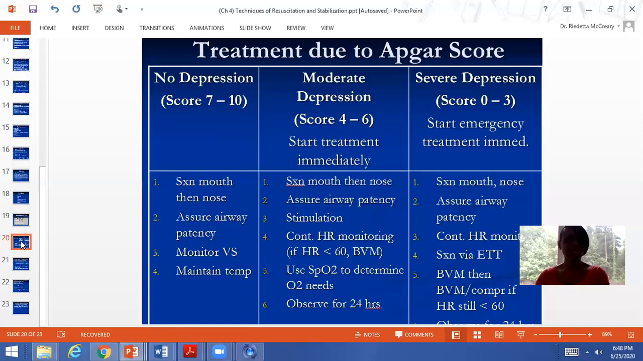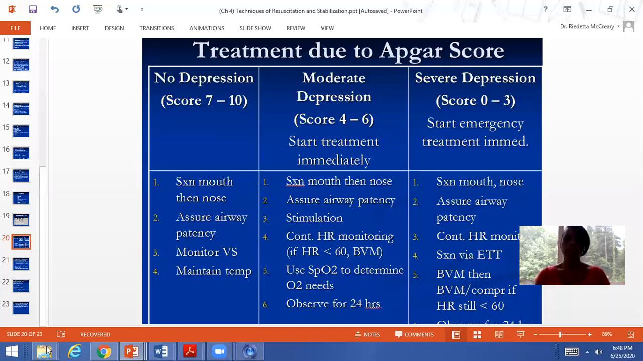That should say 100 again. Golly. If the heart rate is less than 100, you want to bag them. You know, if it's less than 60, then you want to bag mask and do chest compressions. And you're going to use a SAT to determine if they need oxygen. So we're bagging with 21% unless the saturation tells us otherwise. And then we're going to be observing these babies for 24 hours.